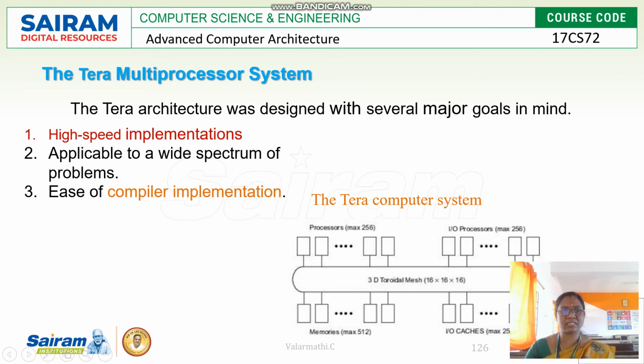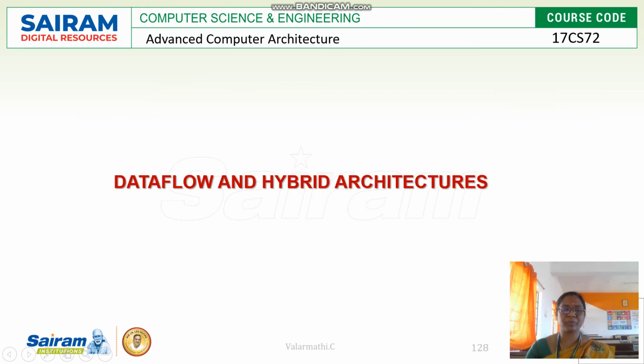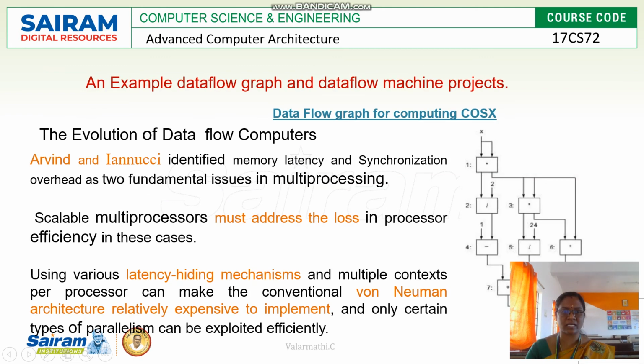And the third one is the Tera Multithreaded System, that is TMS. This architecture is also a scalable architecture, and it provides a high-speed implementation of systems applicable to a wide spectrum of problems, and easier compiler implementation. So these are all the features of your Tera computer systems, right? I hope you understand. Then move on to the next topic, data flow and hybrid architectures.